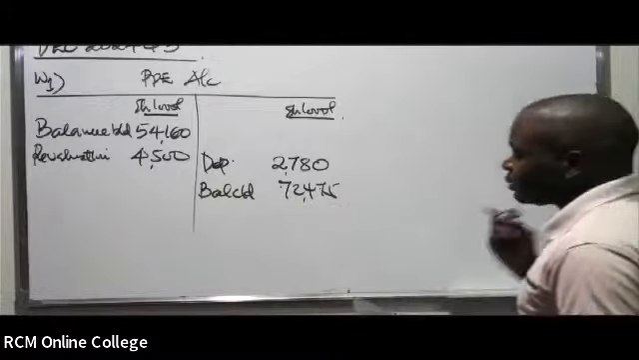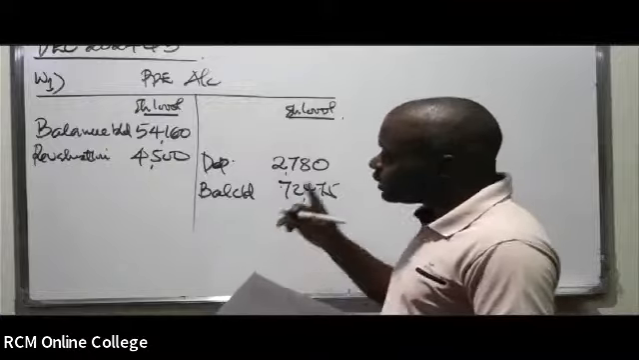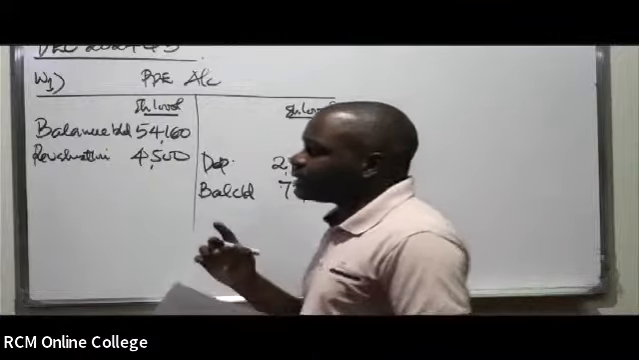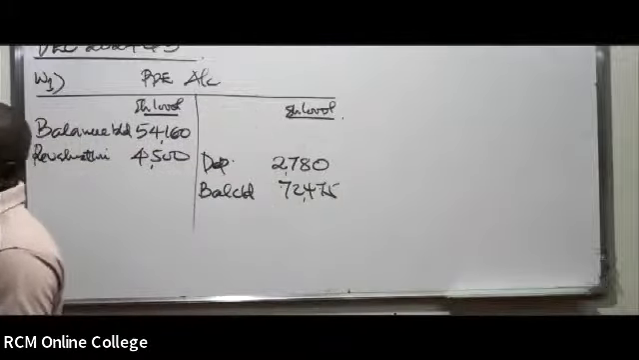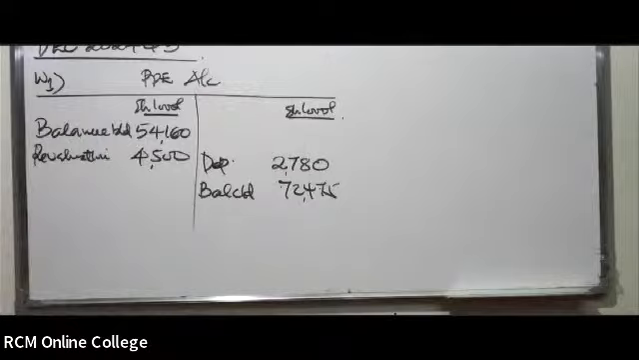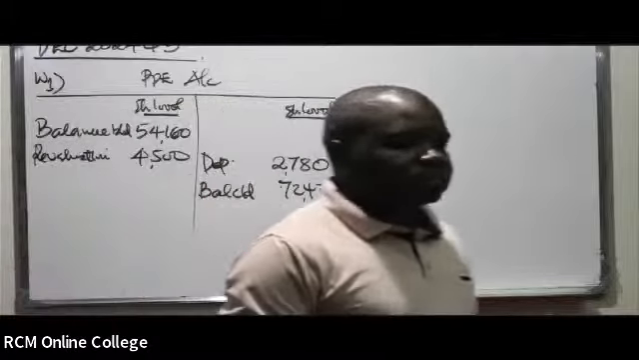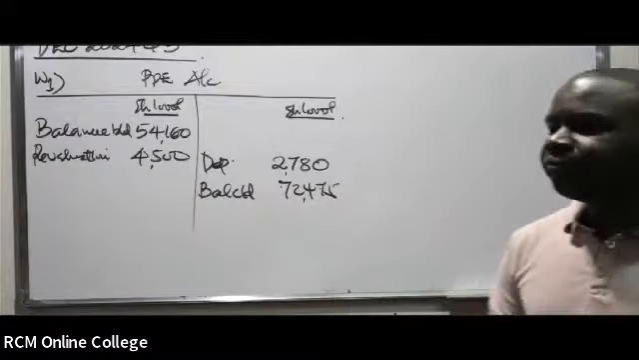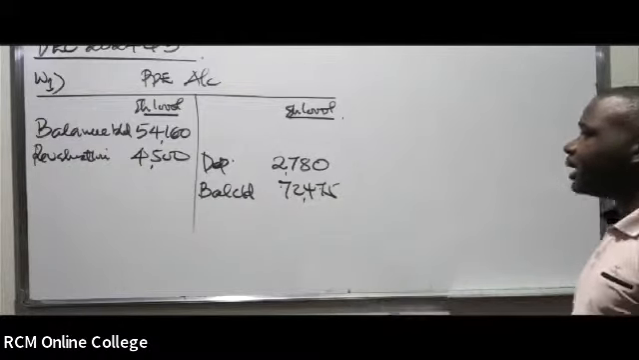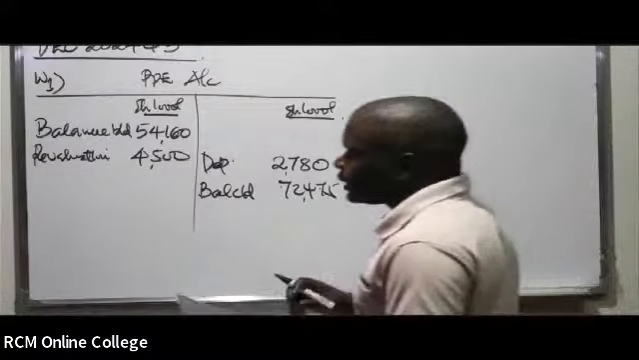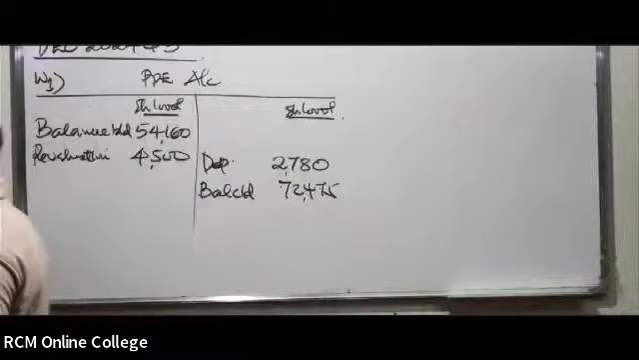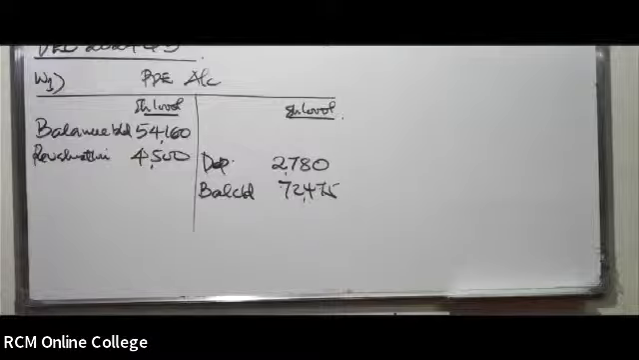Take note. The main reason you come up with this account is usually just one major reason: you want to know whether there was any acquisition of property, plant, and equipment. This concept will rarely miss in a cash flow statement question. It has rarely missed. It is always there. So the essence of coming up with this account is to know whether there were any acquisitions or disposals during the year.